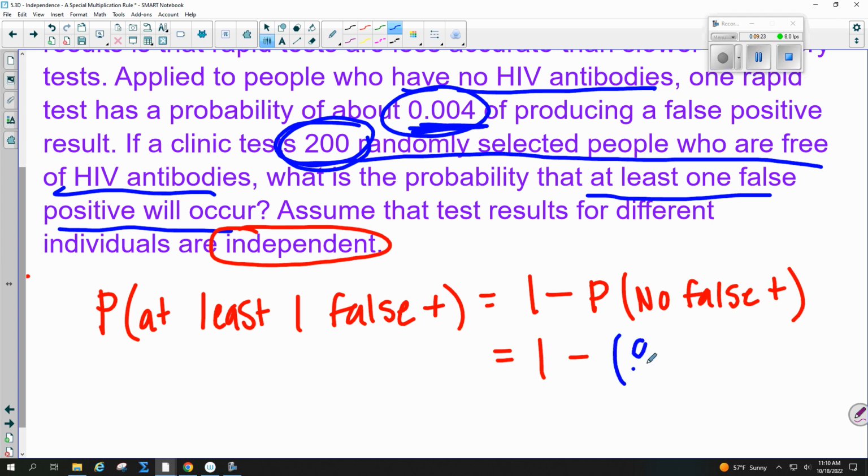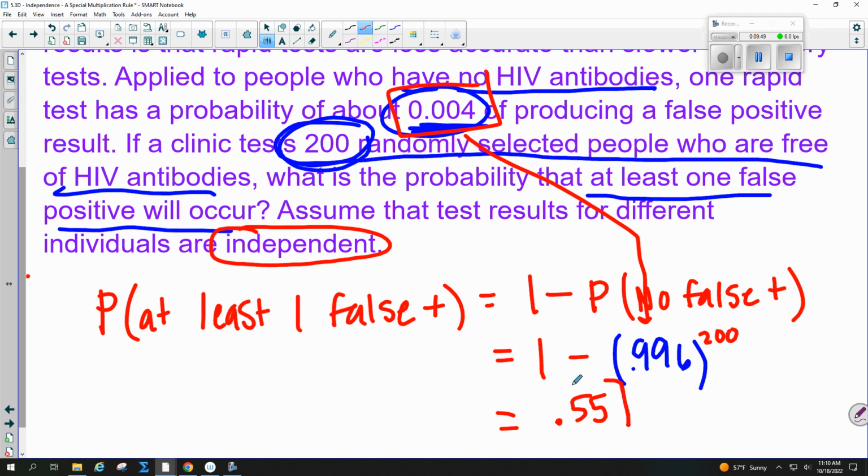0.996. You guys, this happens a lot in these problems where they're giving you what's called the complement, 1 minus. So the 0.004 is the probability of getting one. This is the probability of not getting a false positive. And how many times do we need that to happen? 200 times. All 200 people. We end up getting 55% for this problem. So it's a 55% chance that out of 200 people who don't have it, at least one of them will get a false positive test result, even though none of them have it.